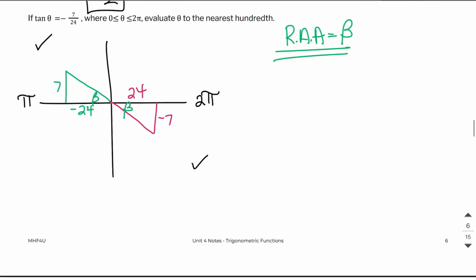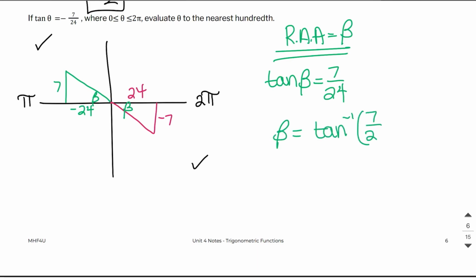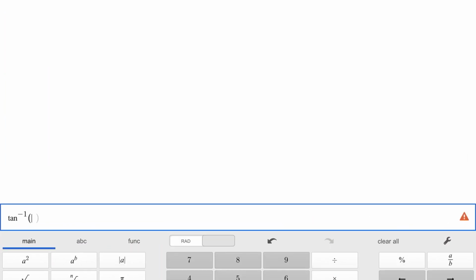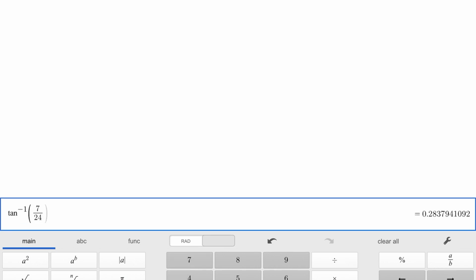So the first thing I'm going to do is find my related acute angle by using tangent of beta. Now the related acute angle would be in quadrant 1, and we know tangent is positive in quadrant 1. So we would say that this is 7/24. It would be the positive version of our angle here. So beta would have to be the inverse tangent of 7/24. Okay, so here we're going to say beta is approximately, make sure you are now in radian mode, the inverse tangent of 7/24, and I end up getting 0.2837, and so on and so forth.